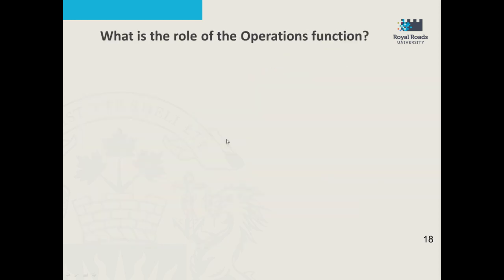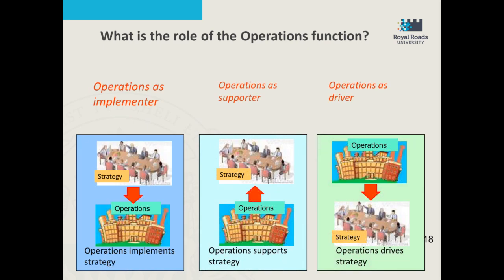Before going into that detail, there's a section in the textbook about the role of operation. Operation can implement business strategy, operation could support business strategy, operation could drive business strategy. It could be all three at the same time. It depends on how strong your operation is, so it could play different roles.